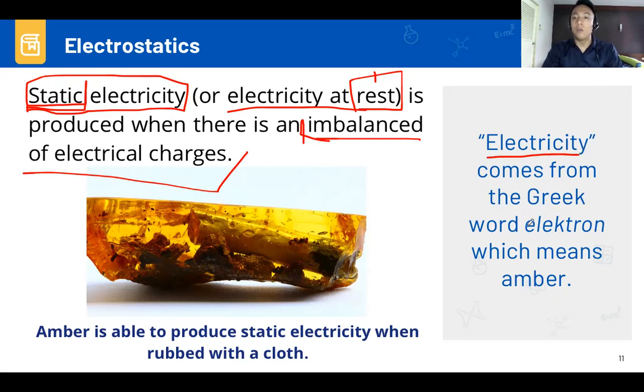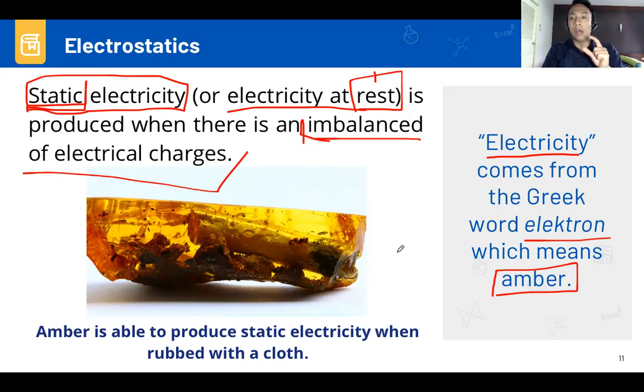Electricity comes from the Greek word electron, which means amber. What is that amber? Amber is the sap, the resin of a tree. It is white in color. If you just leave it on the tree, it will turn yellow, right? That is what we call amber. When it hardens further, it becomes like a stone.